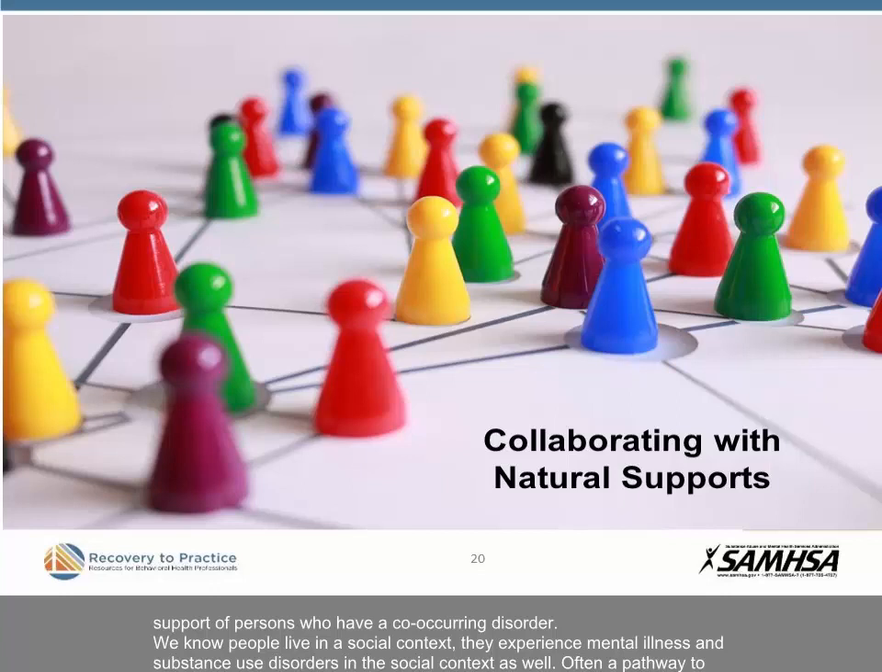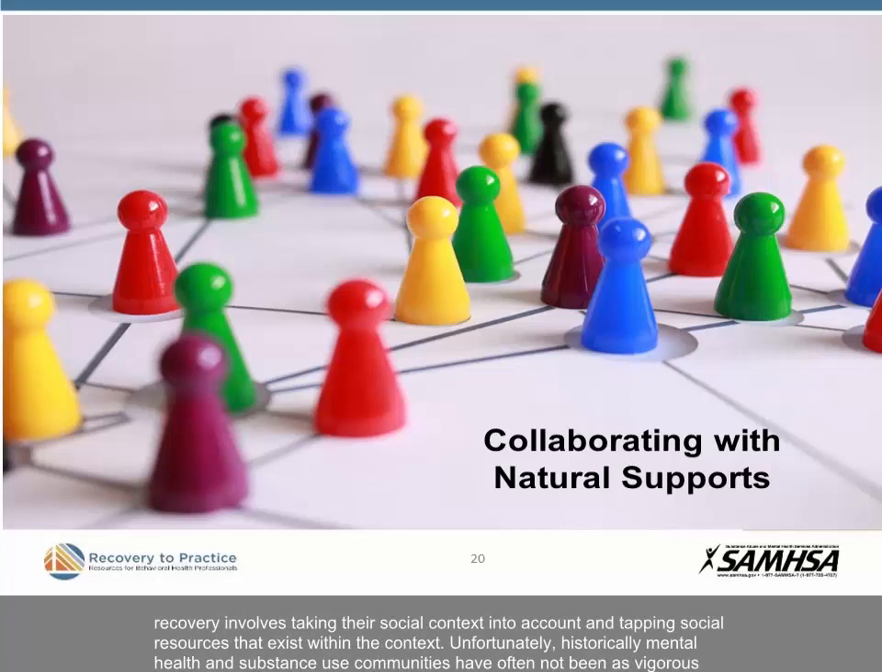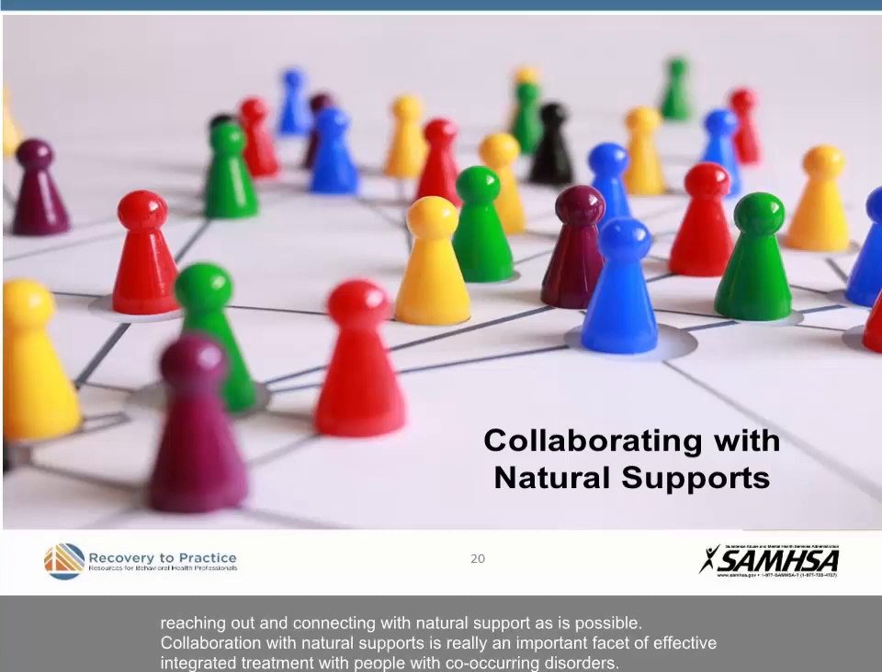We know that people live in a social context. They experience mental illnesses and substance use disorders in a social context as well. And often the pathway to recovery involves taking their social contexts into account and tapping the social resources that exist within those contexts. Unfortunately, historically, the mental health and substance use communities have often not been as vigorous in reaching out and connecting with natural supports as is possible. And so collaboration with natural supports is really an important facet of effective integrated treatment for people with co-occurring disorders.